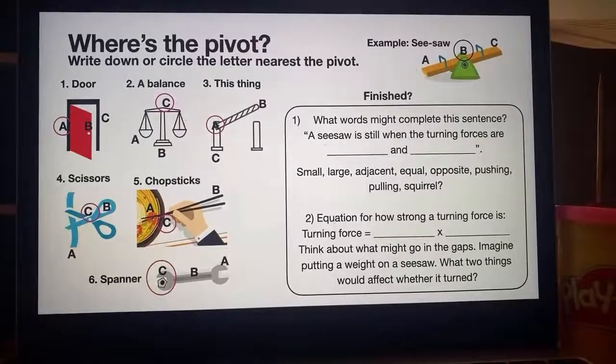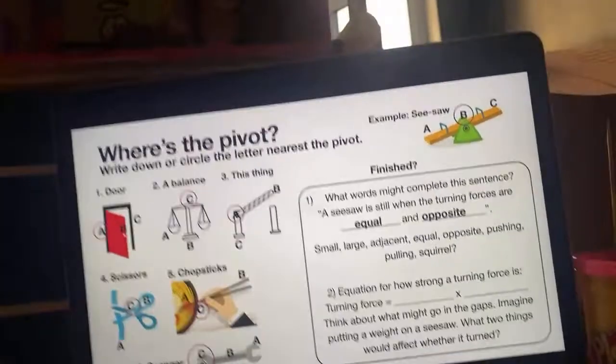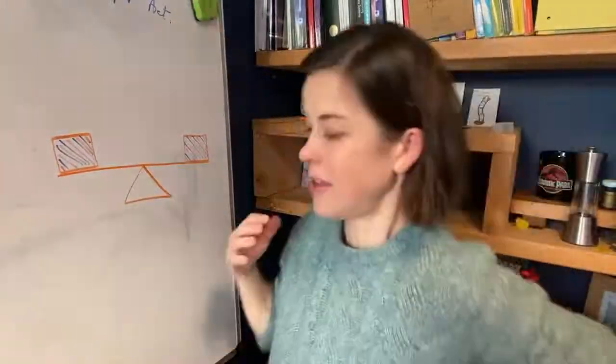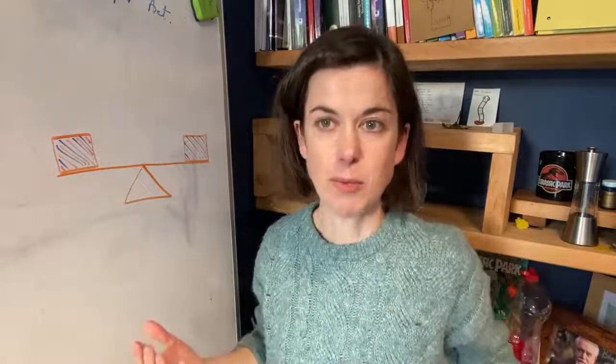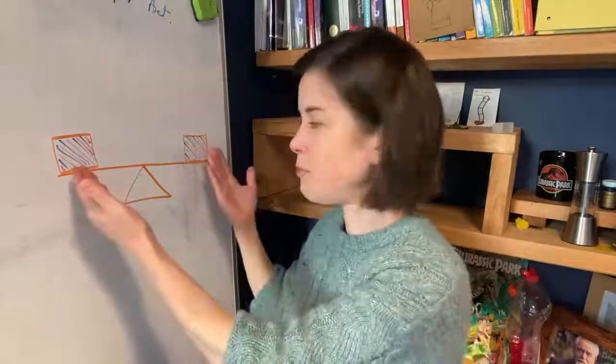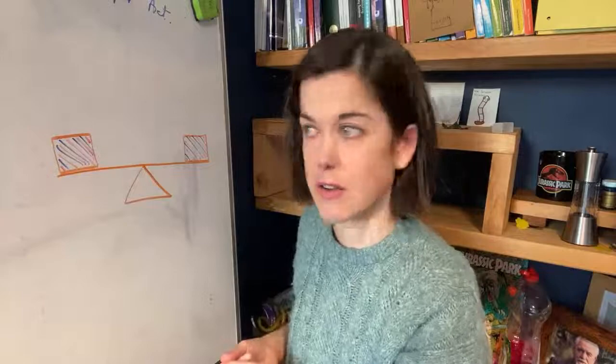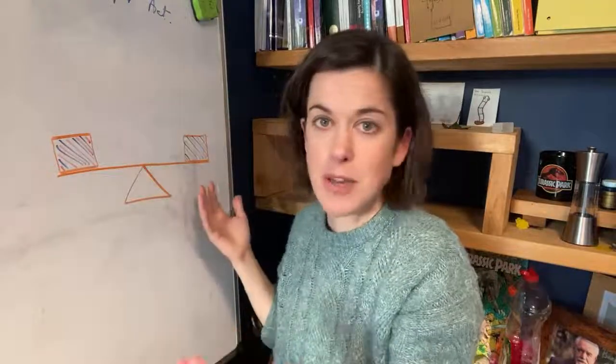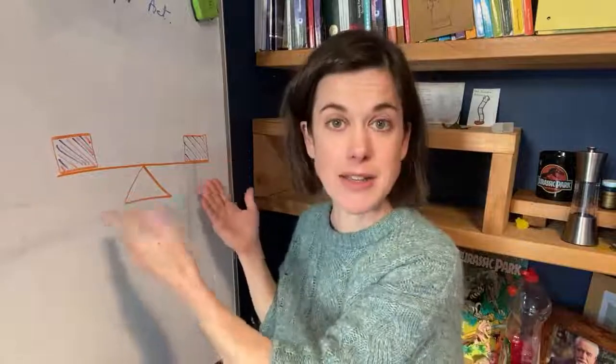And this description, well, yes, a seesaw is still when the turning forces are equal and opposite. What does that actually mean? We'll get to the equation in a sec. A seesaw is still when the turning forces on it are equal and opposite. You probably get the equal part. Like if you put two boxes on either side of a seesaw and they both push down exactly the same amount, you probably know from experience that the seesaw would be balanced. Yes, it would stay still.